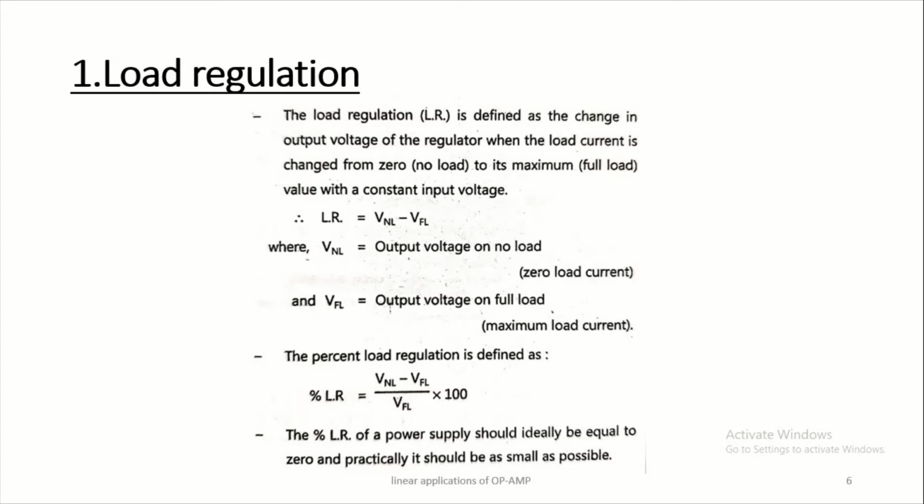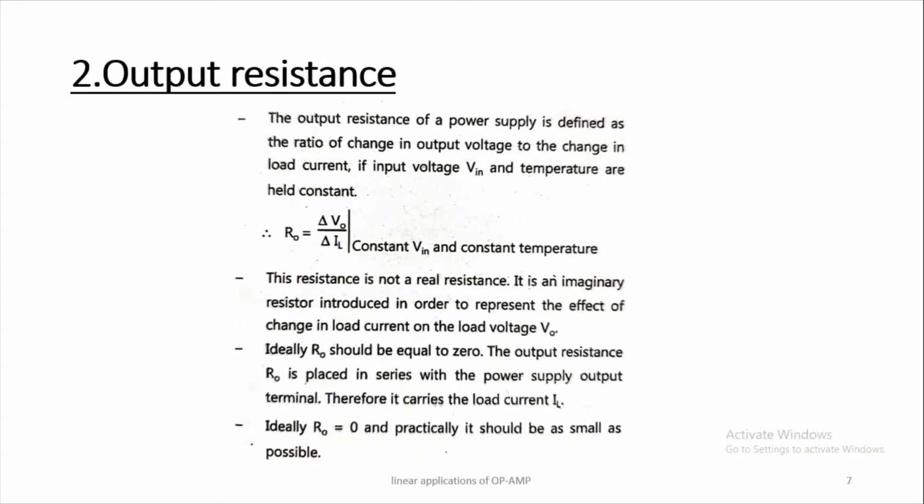VNL is equal to output voltage at no load, meaning at that time zero load current, and VFL means output voltage on full load, meaning maximum load current. The percentage load regulation is defined as VNL minus VFL upon VFL, meaning the difference of no load voltage minus full load voltage upon full load voltage, into 100. The percentage load regulation of a power supply should ideally be equal to 0, and practically it should be as small as possible.